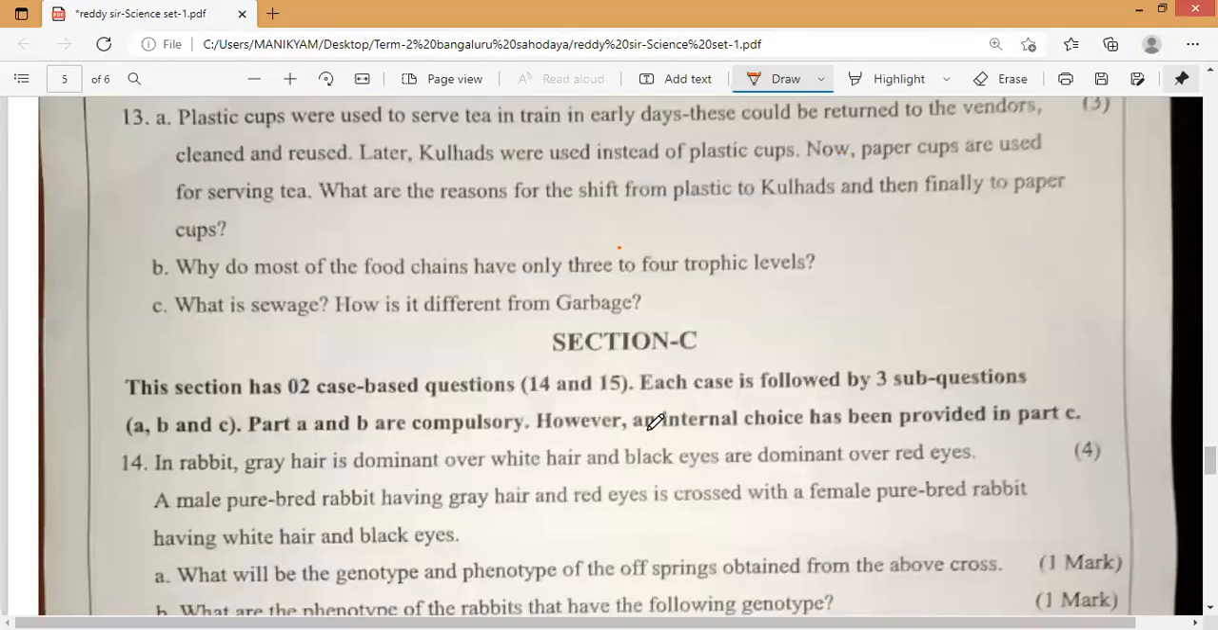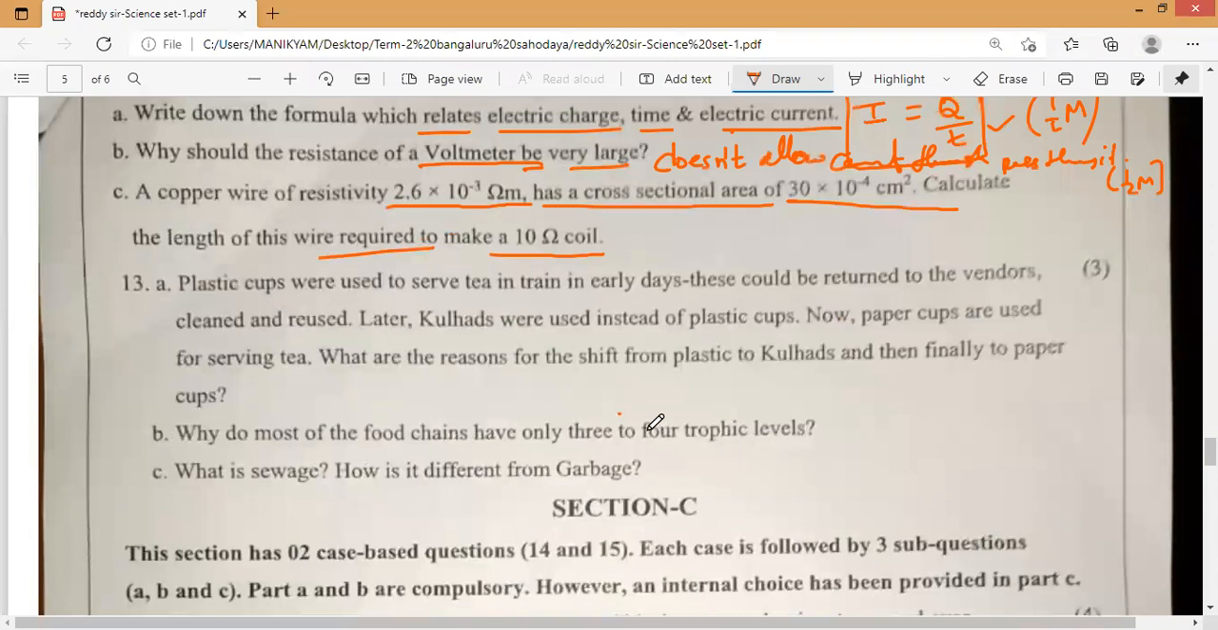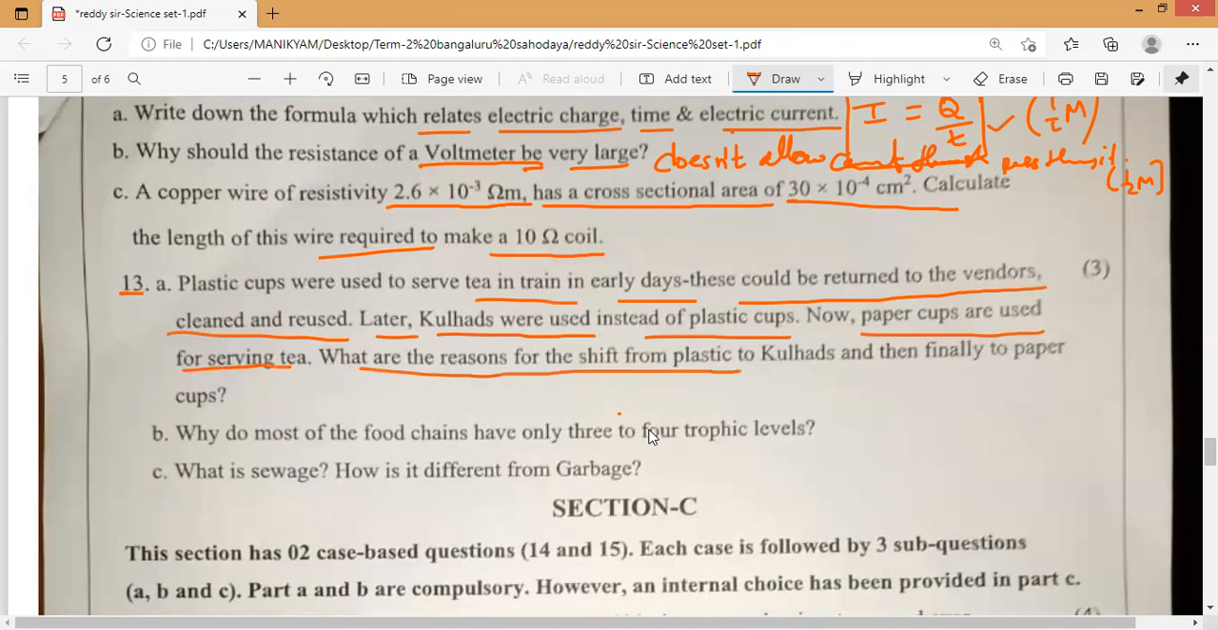Almost completed? Next, the plastic cups. I already taught you this while teaching our environment chapter, so it is a direct question from that. First the A part. Plastic cups were used to serve tea in trains in early days. These could be returned to the vendors, cleaned and reused. Later, kuldas were used instead of plastic cups. Now paper cups are used for serving tea. What is the reason for the shift from plastic to kuldas and then finally to paper cups?